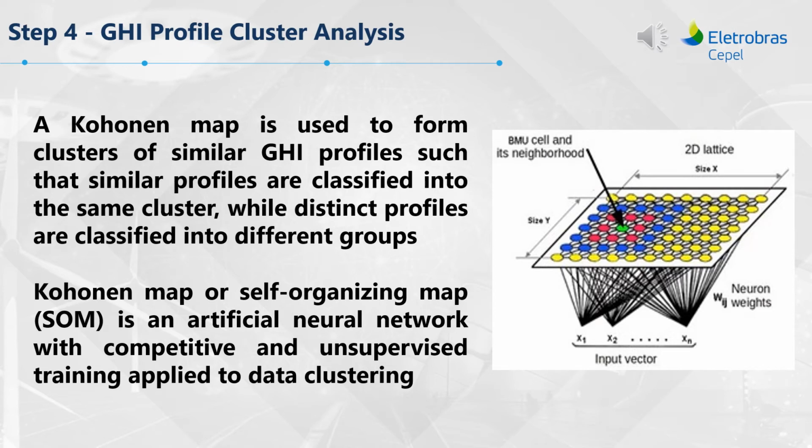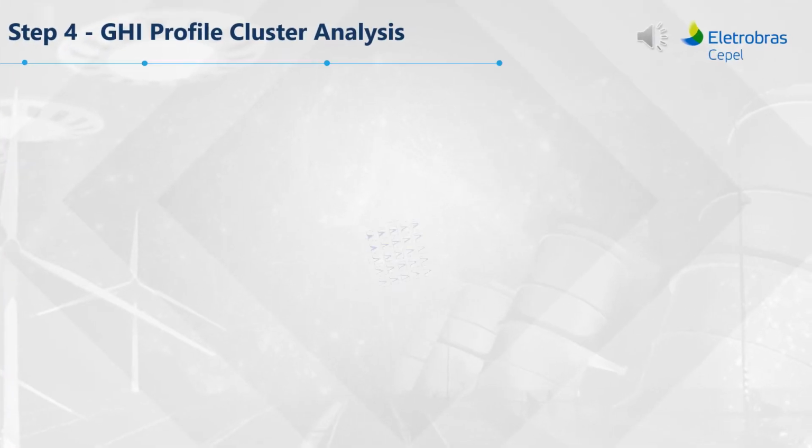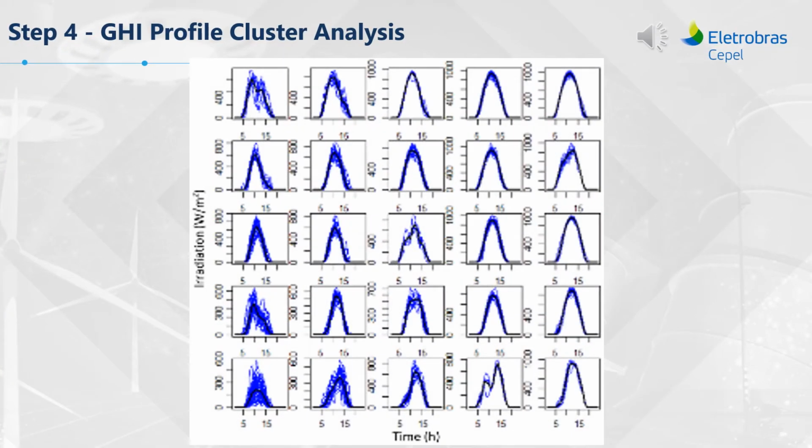In step 4, a Kohonen map is used to form clusters of similar GHI profiles. Kohonen map, or self-organizing map, is an artificial neural network with competitive and unsupervised training applied to data clustering. This figure is the Kohonen map. It shows all GHI hourly profiles classified in 25 clusters.